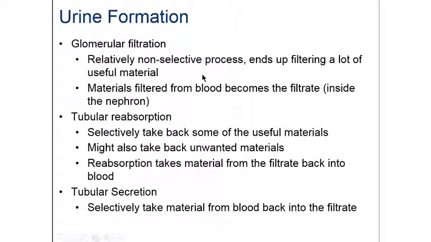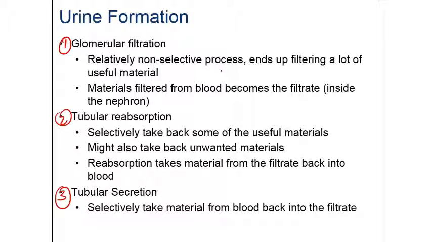So in the process of urine formation, there are essentially three major steps, and they don't necessarily occur one after the other. Some of these steps, like the second one and the third one, kind of occur simultaneously along some parts of the nephron. But typically speaking, we have the glomerular filtration, tubular reabsorption, and tubular secretion.